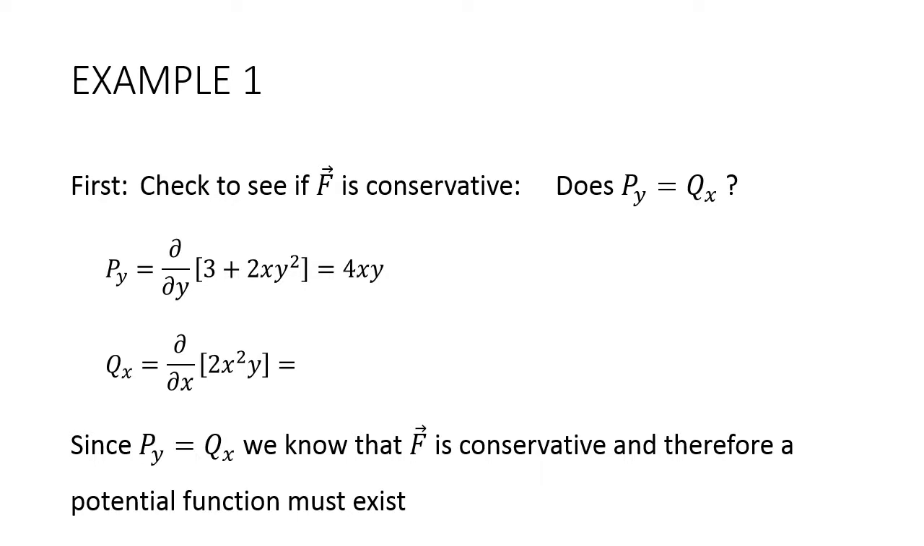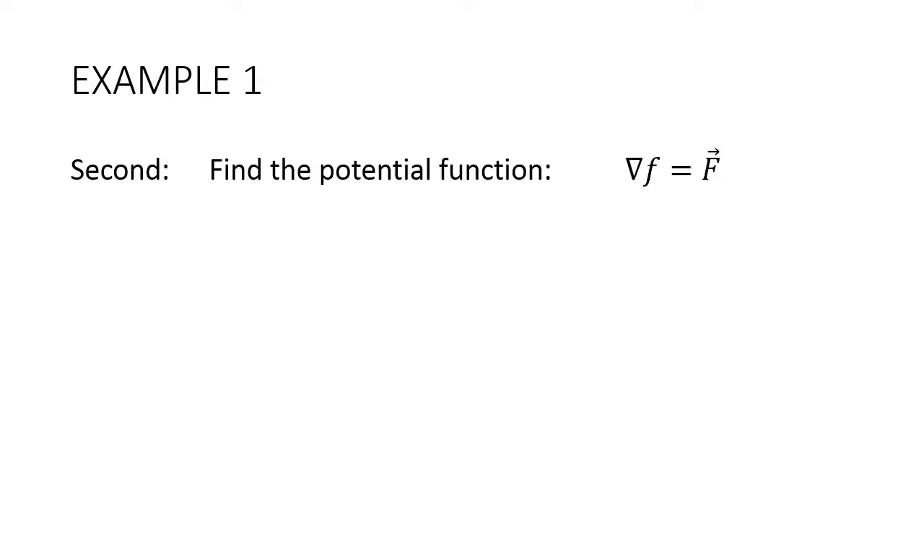Now we take the partial derivative of Q with respect to x. The derivative of x squared is going to be 2x. So 2 times 2x times y is 4xy. They match. They're the same. Since they are the same, we know that vector field is going to be conservative, and therefore a potential function must exist. So now our goal is to find that potential function.